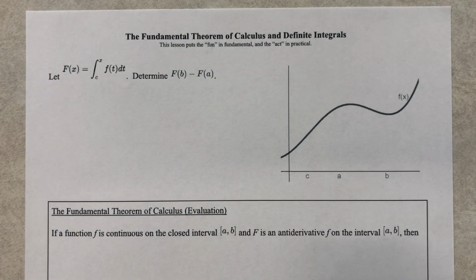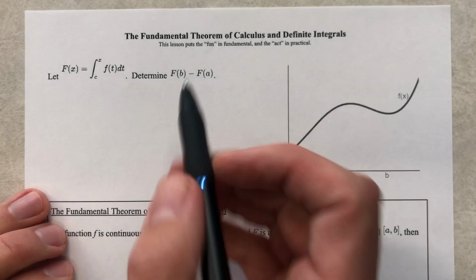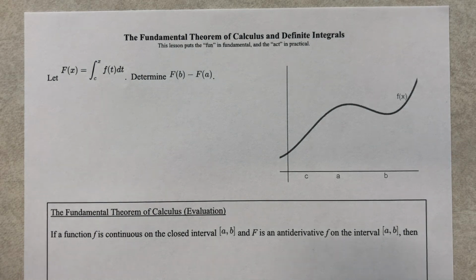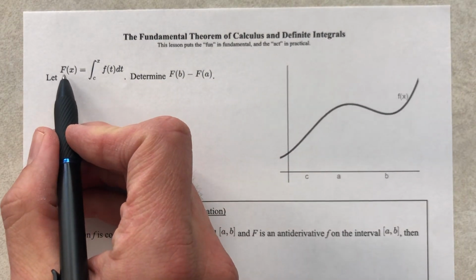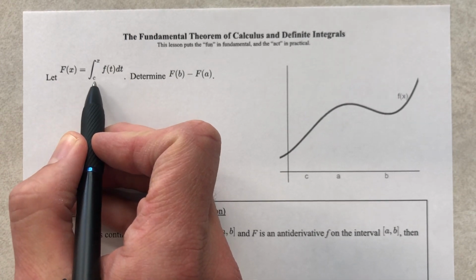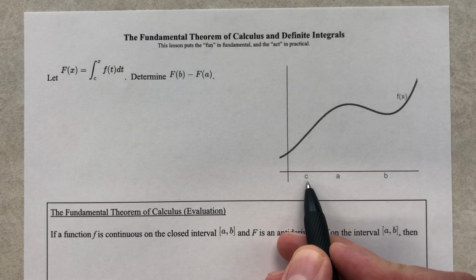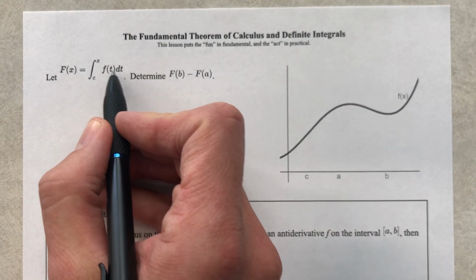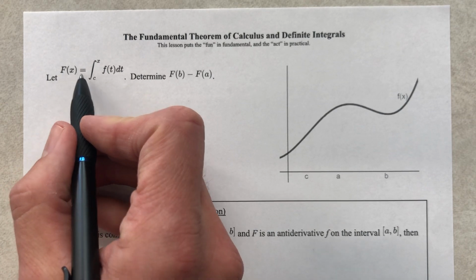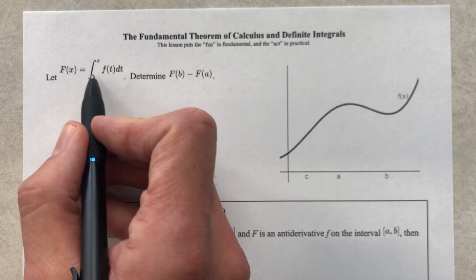Anyway, let's begin by determining F of b minus F of a given this ridiculousness. Well, let's interpret this ridiculousness first, okay? You've seen this in a previous lesson. Capital F is defined as the integral from some c, where c is some constant, an x value, to x of f of t dt. So capital F is the integral of little f.